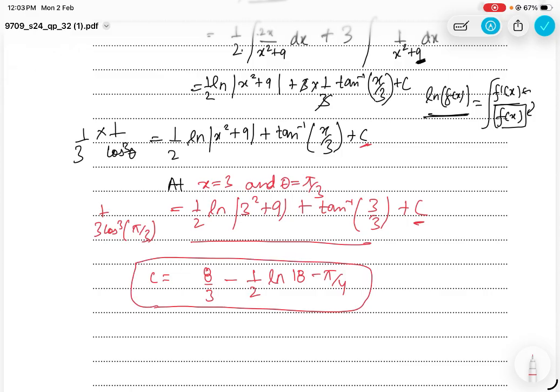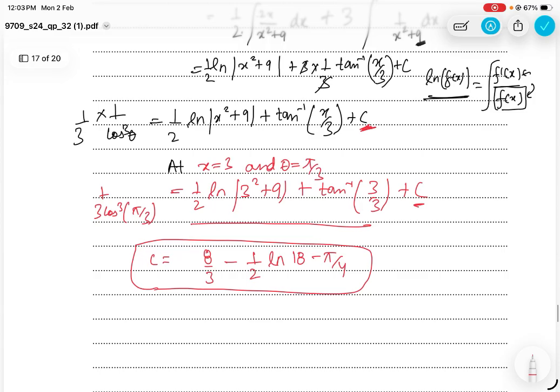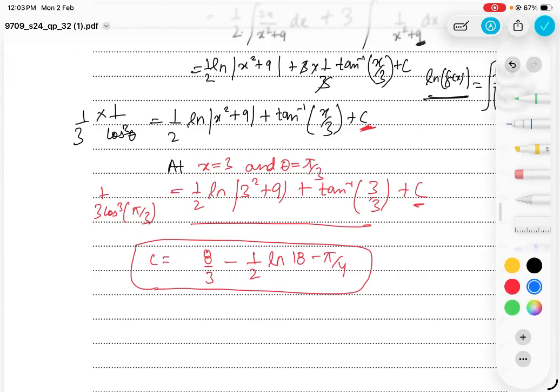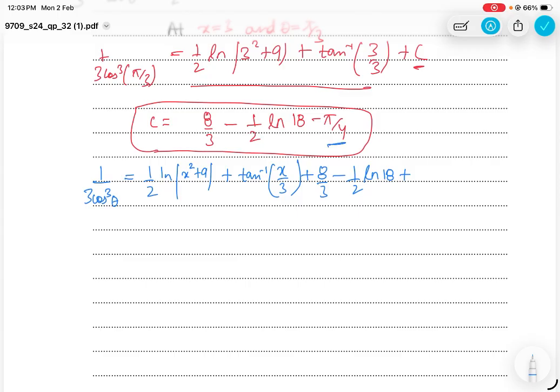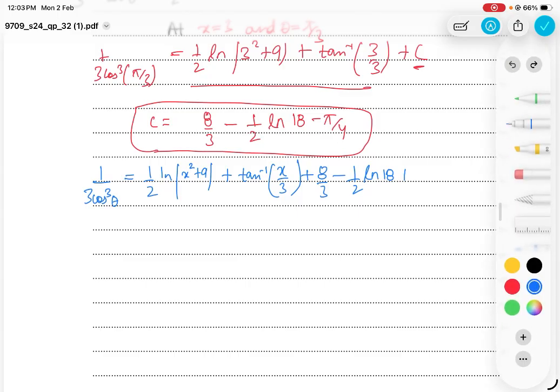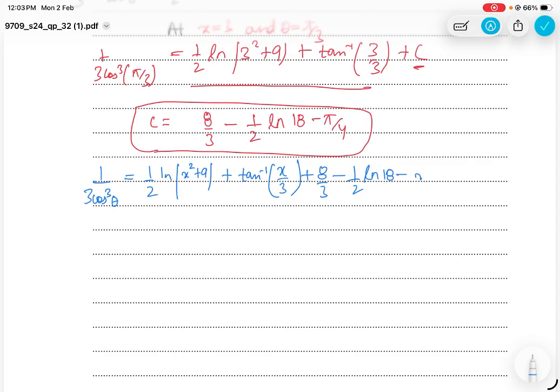All right, the next step, let us plug the value of c into our equation. I'm changing the color for that. Let us use blue. So we will have 1 upon 3 cos cube theta equals half ln x square plus 9 plus tan inverse x by 3 plus 8 by 3 minus half ln 18, no, not plus, minus. Avoid silly errors in your exam paper, alright? Minus pi by 4. Got this one, learners?